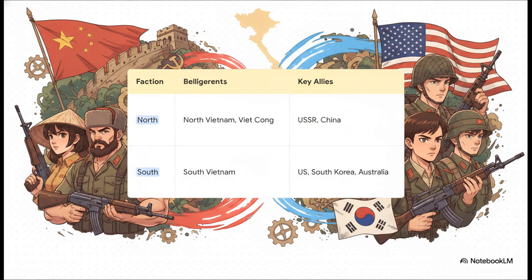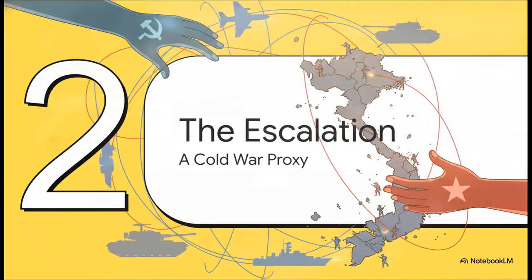Then, on the other side, South Vietnam was fighting to preserve a Western-aligned nation. And they certainly weren't fighting alone. They had massive international backing, primarily from the United States, but also drawing in forces from South Korea, Australia, Thailand, and New Zealand.